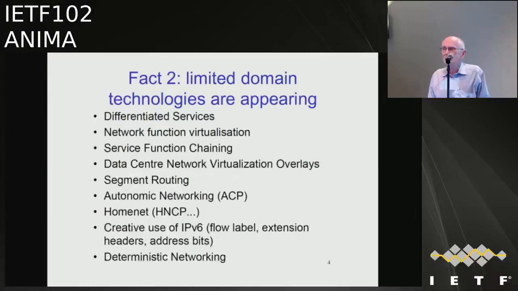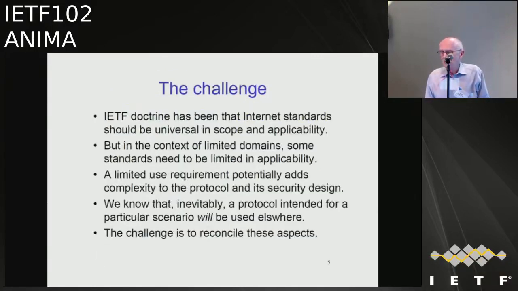and there are all sorts of different limited domains in the internet. Now, the problem we have in Anima, for example, is we didn't actually define what a domain is. We sort of assume that we know by magic what a domain is and who's in the domain and who's not in the domain, and it's all supposed to be settled during the bootstrap, except that we don't have general guidelines as to what the domain boundary is or who is allowed in and who isn't allowed in. So that's a technology gap in Anima, but it's a technology gap all over the internet as far as I can see. So the challenge we have in this area is the internet doctrine has always been internet standards are universal in scope and applicability.